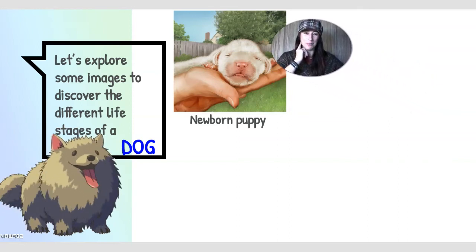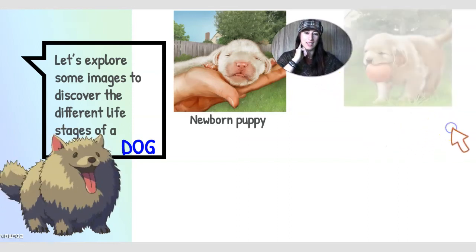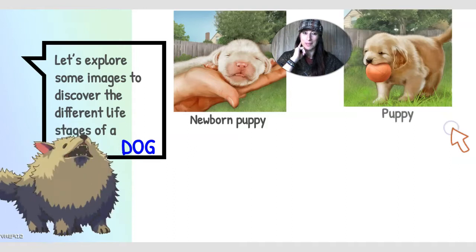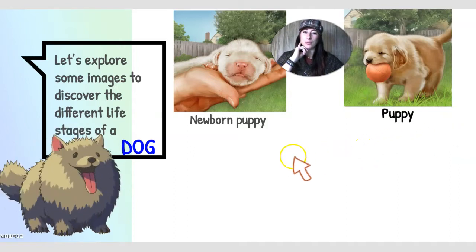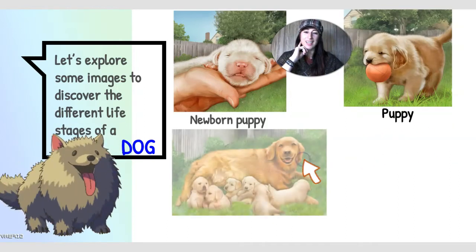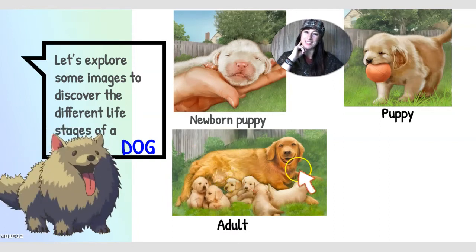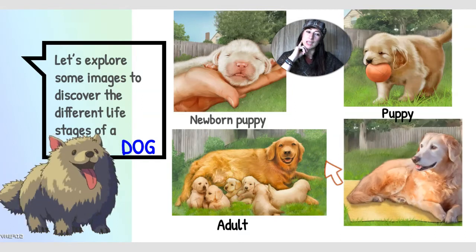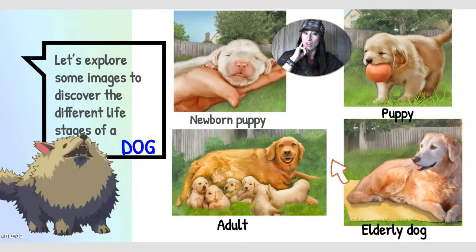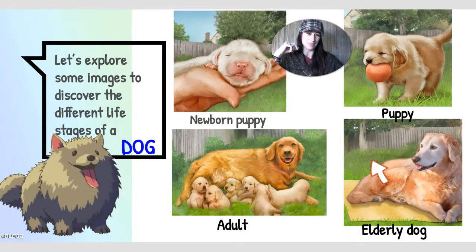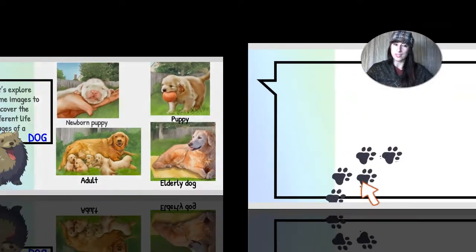Now let's look at the second picture of a life stage of a dog. This is a puppy already that I'm sure many of you had once in your life. And then here we have an adult dog that's already having babies. And of course, the last stage will be the elderly dog. Alrighty, these are the stages of a dog. So let's look at the first stage of a dog.